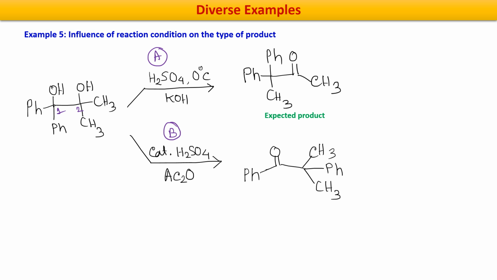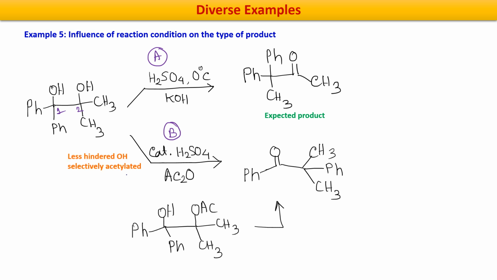But when we are using catalytic H2SO4 in presence of acetic anhydride, something else is happening. So what is happening here? As you can see, in presence of acetic anhydride, one of the OH groups will be acetylated. Now the less hindered OH will be selectively acetylated. So this OH is less hindered, so that is why it will be acetylated. And it is now converted to a good leaving group. So now what will happen? As it is a good leaving group, phenyl will be going there and OAc will be removed. So you are getting PhCO, and then on the other side 2-methyl and phenyl.